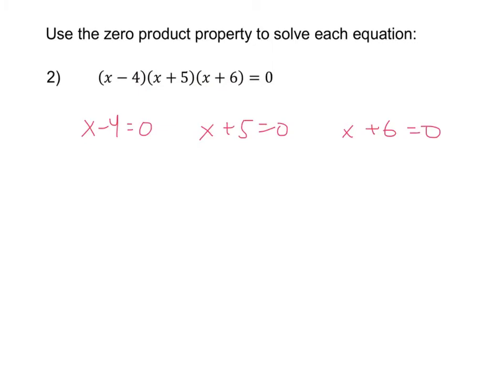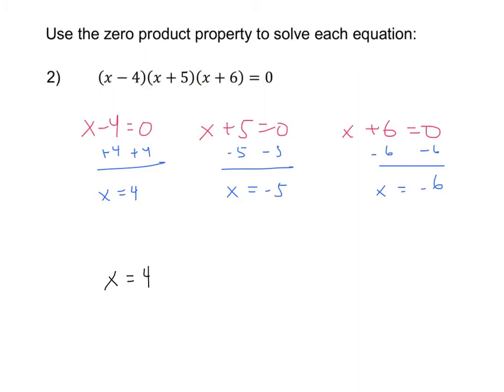Right? Well, let's think about each of these individual cases. When would x minus 4 be equal to 0? If I add 4 here, I could see that that would be true if x were 4. The second one, when would that be true? That would be true if x were equal to negative 5. I can show the work there, and you can probably do this one real quick. When would x plus 6 be equal to 0? If I subtract 6 from both sides, you can see that that would be true if x were equal to negative 6. Okay? So in this case, there are three answers.